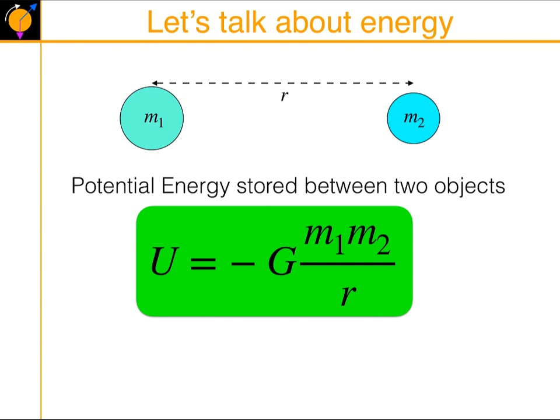You'll notice that the potential energy is zero as r goes to infinity, right? So the potential energy goes to zero as r goes to infinity. So one way to think about it is that this is how much energy it takes to separate them really, really far apart from each other.